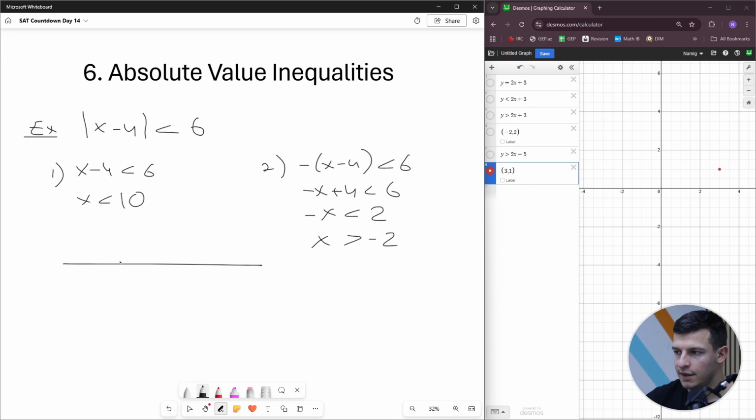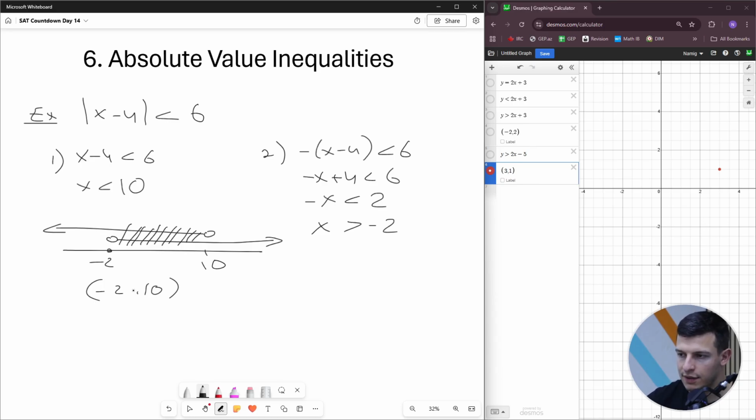We have two values, negative 2 and 10. The first answer is less than 10, so this part. And the second answer is greater than negative 2. Okay? Since we need both of them, we need values that satisfy both of them. We're going to take the overlap. So the overlap is going to be this region, which is between negative 2 and 10, when none of them are included.